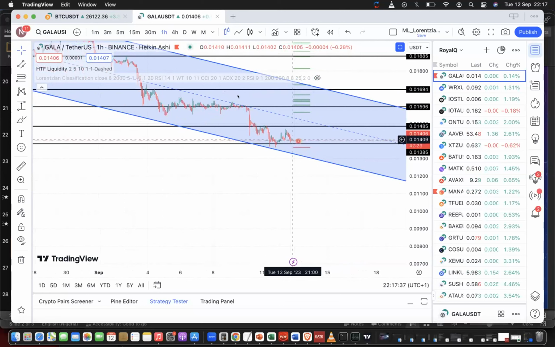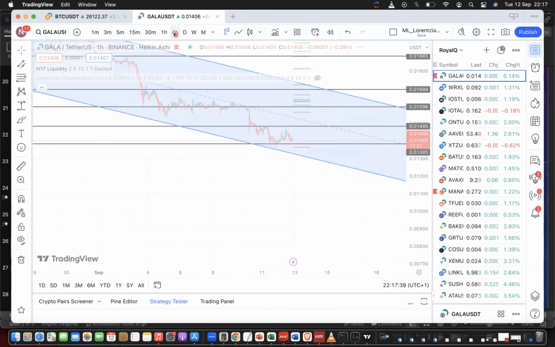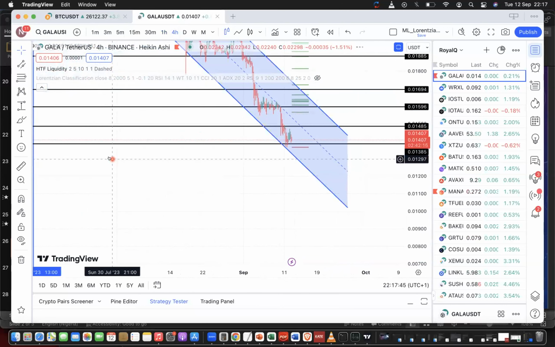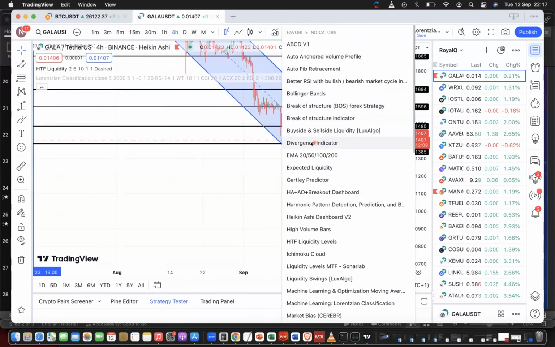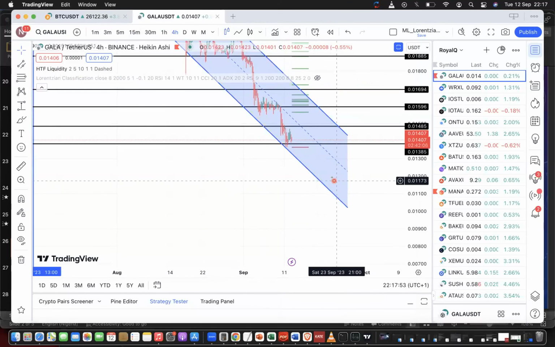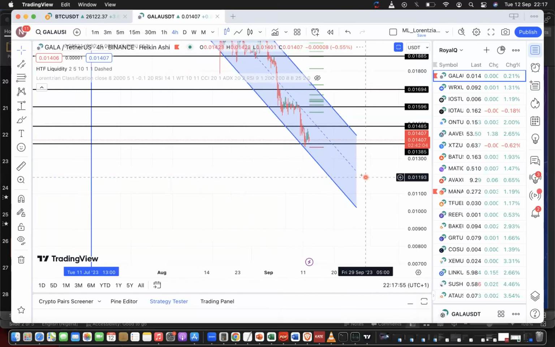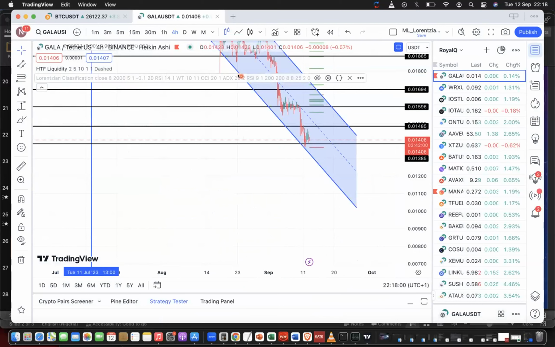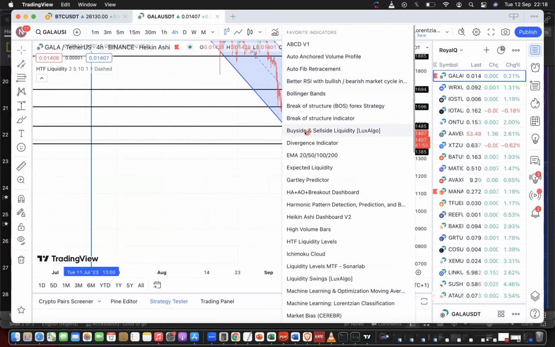But this is the 1-hour chart. Let's go see what the 4-hour chart is saying. And maybe I should add one more. There's an indicator that we were using the other day. Let me try and look for a directional divergence indicator. Let's see what the divergence says. Oh, okay, it's telling me to renew. I have to delete this Lorentzian indicator and add the divergence.